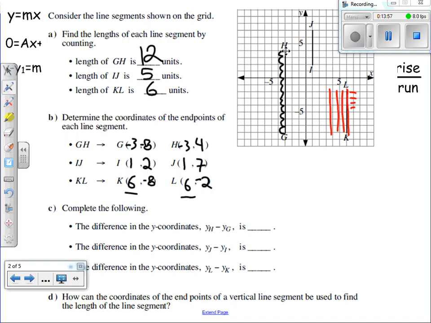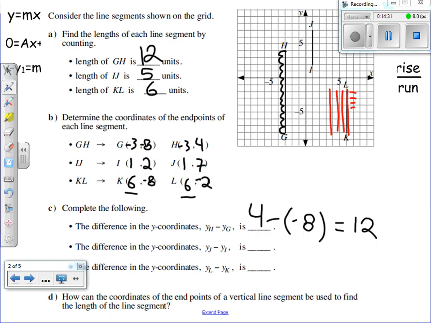The difference in y coordinates. So what's the difference between yh and yg? It should go 4 minus, and then in brackets, -8. And you should get that the line segment is 12. This works the exact same way as the x coordinates. It's just a way of telling you how long a line segment is.